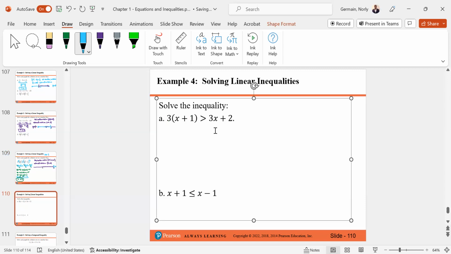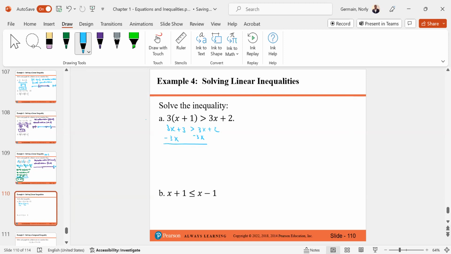First of all, we're gonna solve the inequality. Let's solve it. You know, we need to distribute. We use the distributive property to get rid of the parentheses. That means that would be 3x plus 3 greater than 3x plus 2. All right. So now look at that. If I try to subtract 3x from both sides, I have 3 greater than 2. Is it true or false?